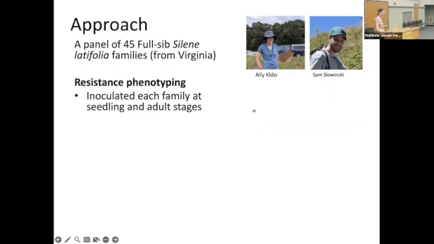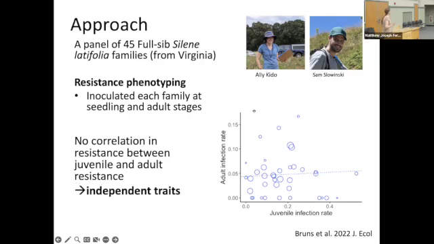One thing I'll tell you right away is that there's actually no correlation in resistance between juvenile and adult resistance. Each one of these circles is an individual plant family, and here's how much infection they get at the juvenile, seedling stage, and here's how much infection they have at the adult stage. So they're really separate traits. We found this in two other anther smut systems as well.